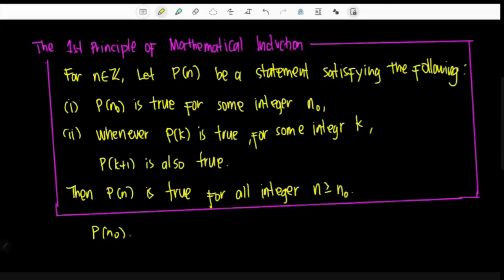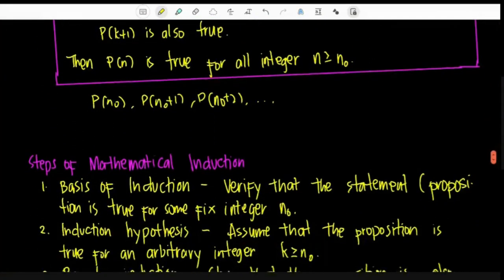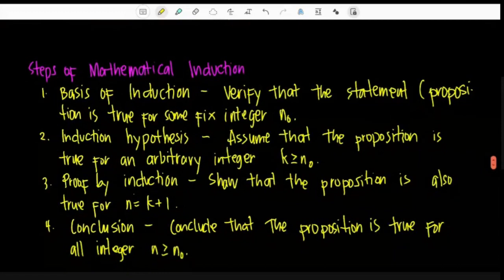So that means if you have P of n sub 0 to be true, then P of n sub 0 plus 1 is also true. And then the next statement, P of n sub 0 plus 2, must also be true, and so on and so forth. So that tells us that the statement is true for all n greater than or equal to n sub 0. So basically, that's what mathematical induction is.